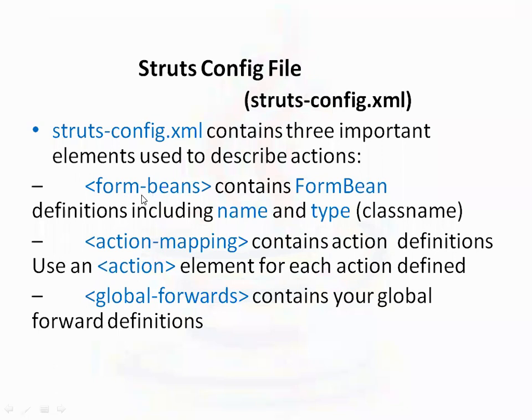Form beans means model layer. By using these form beans, we are going to exchange the data from controller to database, and by using this form bean, we are going to capture the data from view to controller. These form beans are used both ways, getting the data from UI to controller, controller to database. We will see that, don't worry. I will show you one example. So form bean is the concept for the model layer, including name and type like class name.